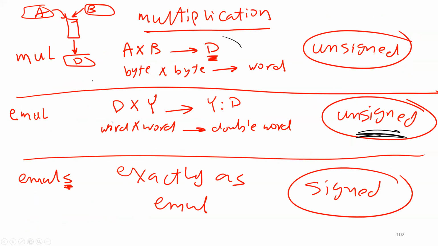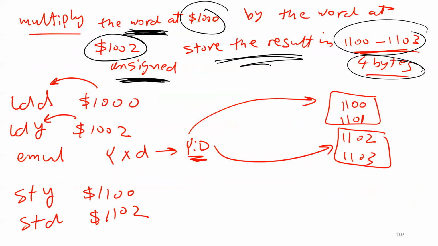So what I'm going to do right now, guys, I'm going to copy the first word here, copy the second word here. I'm going to do the multiplication, and then I'm going to store this result in memory. Is that okay? Let's see. As you see here, I'm going to read the first word and put it in register D. I'm going to read the second word and put it in register Y. So the two words I want to multiply, one word I'm going to put in D, the other one I'm going to put in Y.